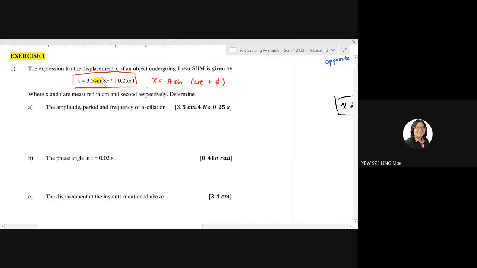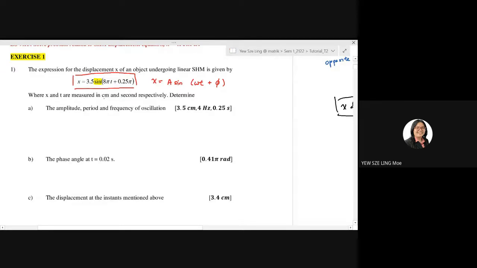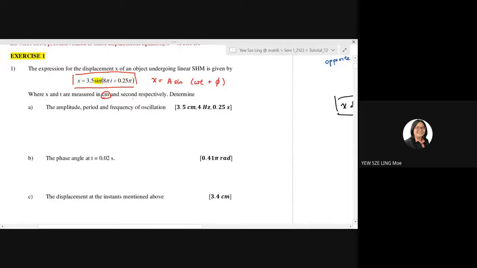It doesn't matter whether the question asks you to do the comparison or not. Whenever you are given an equation, you always compare it, because all the information is given by the equation. Here x and t are measured in cm and seconds respectively, so be careful with the units. If x is in cm, it means A is also in cm.